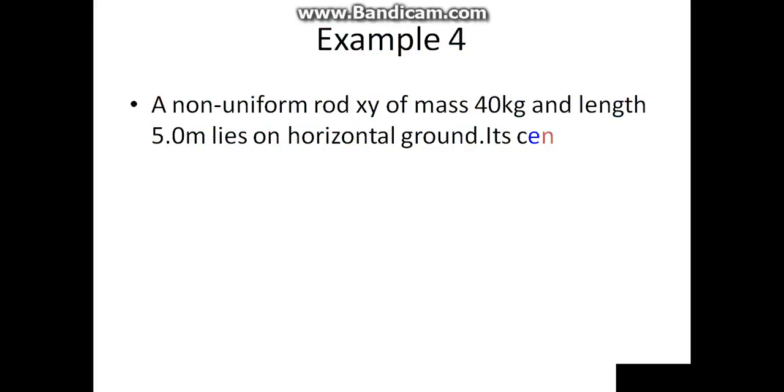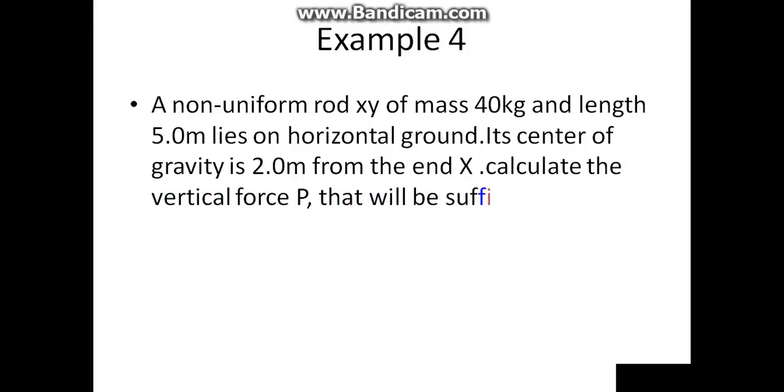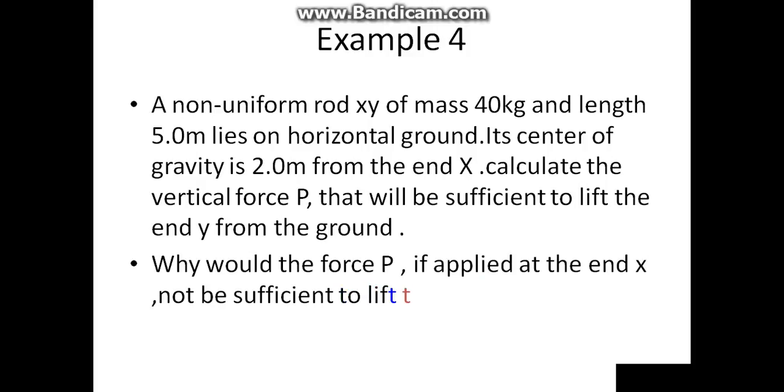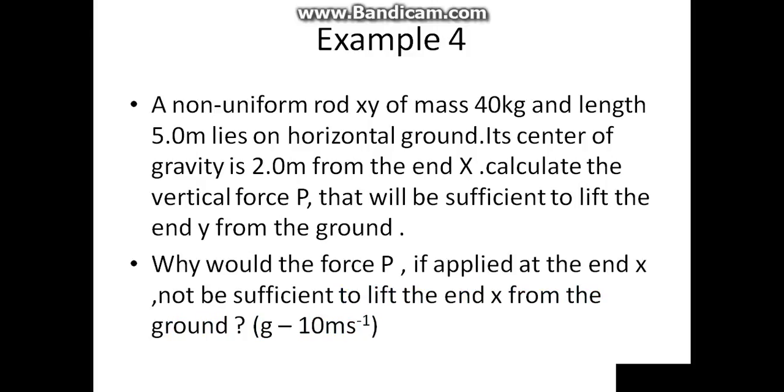Example 4. A non-uniform rod XY of mass 40 kg and length 5.0 meters lies on horizontal ground. Its center of gravity is 2.0 meters from the end X. Calculate the vertical force P that will be sufficient to lift the end Y from the ground. Why would the force P, if applied at the end X, not be sufficient to lift the end X from the ground? Take g equals 10 meters per second squared.